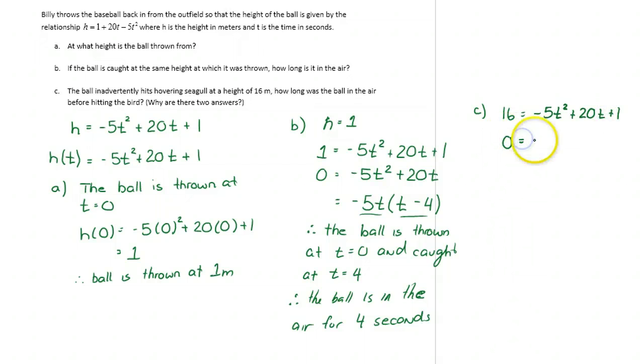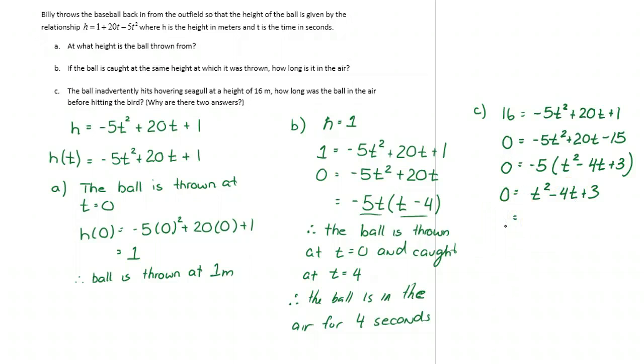Now again, we want to get our special form. I could go and factor this, but of course I want a common factor first, because in doing so that gives me a situation that's much easier to work with. So I factor this. I need two numbers that multiply to give me 3 but add to give me -4, which is (t - 1) and (t - 3). So therefore t = 1 and t = 3.